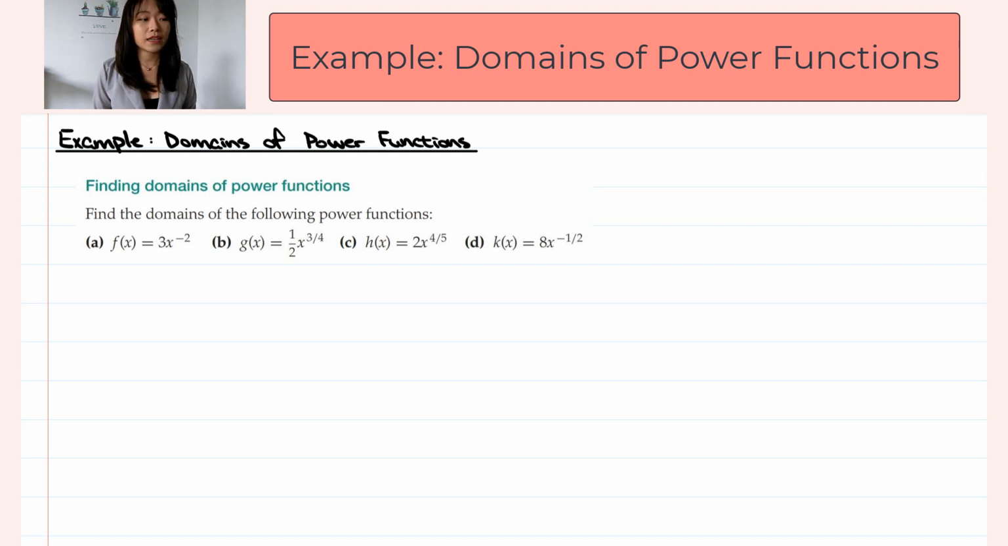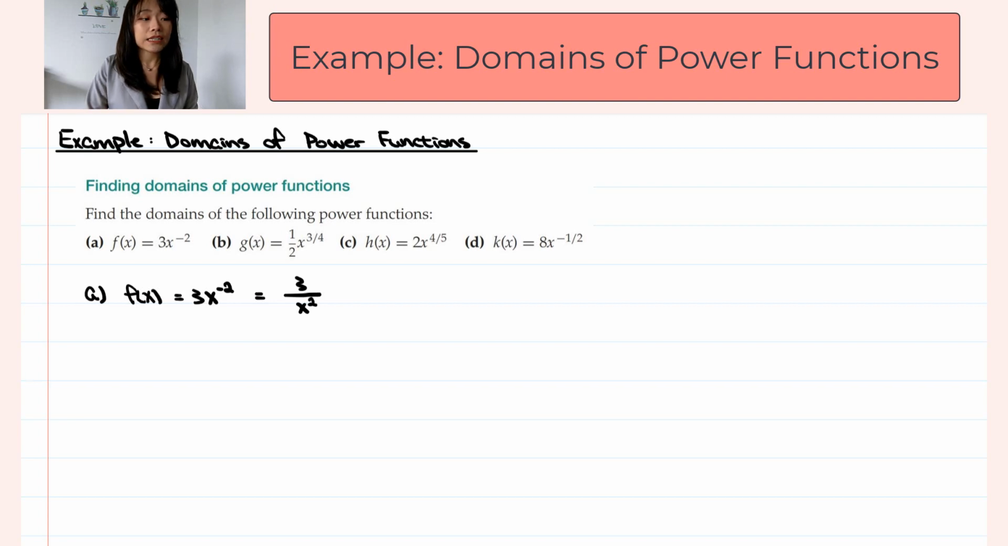To find the domain, it will be easier if we rewrite the function so that any root or denominator are visible. So I'm going to rewrite this function. f of x, which is 3 times x to the power of negative 2. Since the exponent is negative, I can rewrite that as a reciprocal. So this also equals 3 divided by x squared.